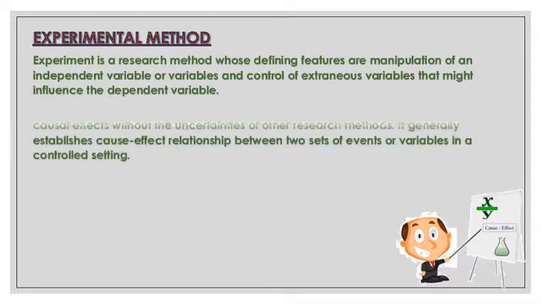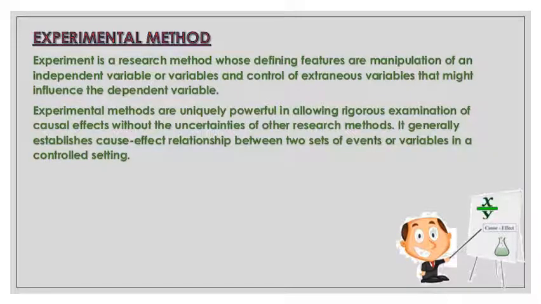Okay, so experimental methods are uniquely powerful in allowing rigorous examination of causal effects without the uncertainties of other research methods. So it generally establishes a cause-effect relationship between two sets of events or variables in a controlled setting. So whenever you hear of an experimental method, understand this, that it is being conducted in order to establish a cause-effect relationship between two sets of variables or two sets of events in a controlled setting.